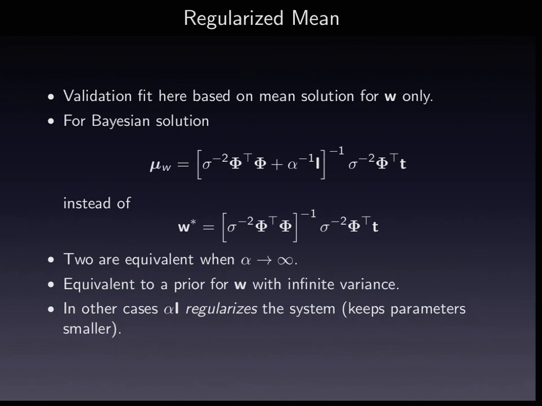Good. This is the mean solution we've just worked out, the one that you've been writing down. What I want you to look at in the mean solution is what happens if you make alpha, the variance of the prior, very, very, very large. Looking at this formula here, what happens to that term if alpha is large?